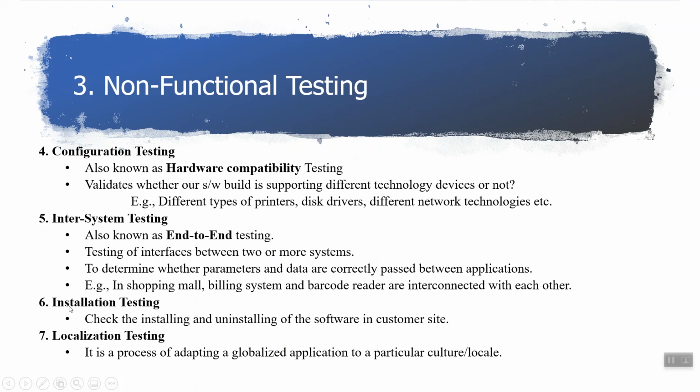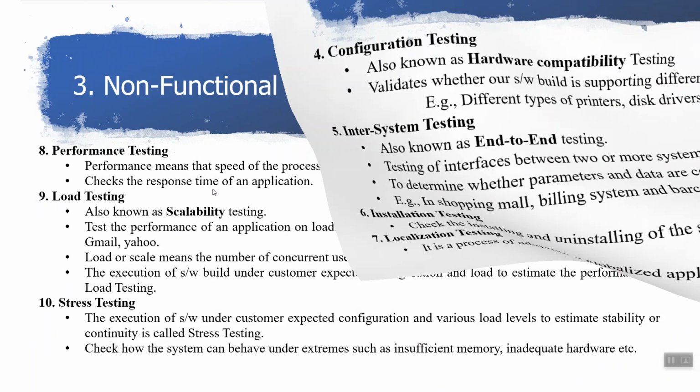The sixth one is installation testing. In installation testing, we check the installing and uninstalling of software on the customer side. The seventh one is localization testing. Here, it is the process of adapting a globalized application to a particular culture or locale. So that's why it is called localization testing.